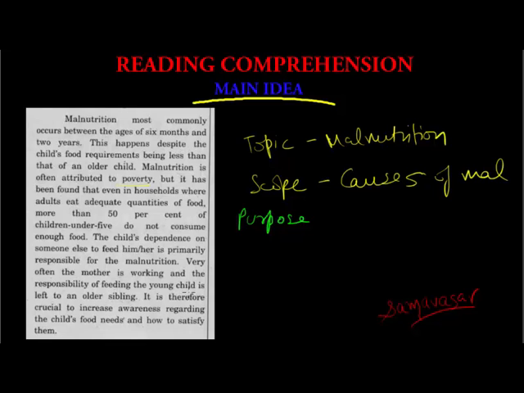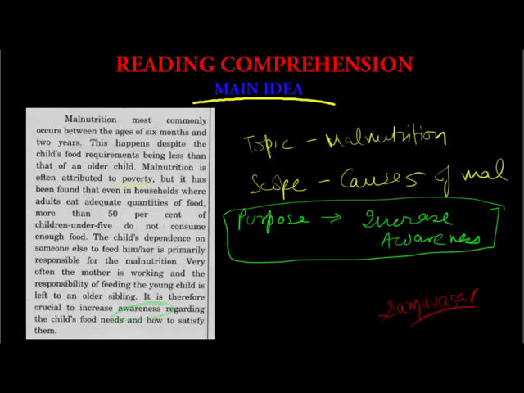So the author here says that it is crucial to increase awareness, or you can say it is basically the lack of awareness regarding the child's food needs that is leading to malnutrition. So the author's purpose or the central idea or the main idea of this passage is that we need to increase awareness, or it could be any other thing worded differently but meaning the same. That is, it could say that the major cause of malnutrition is that there is lack of awareness. So this is the purpose of this particular passage or the main idea.